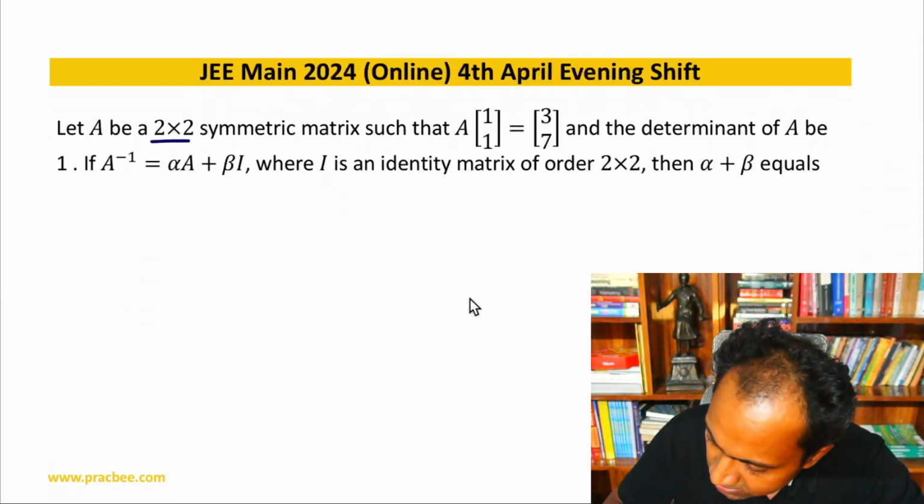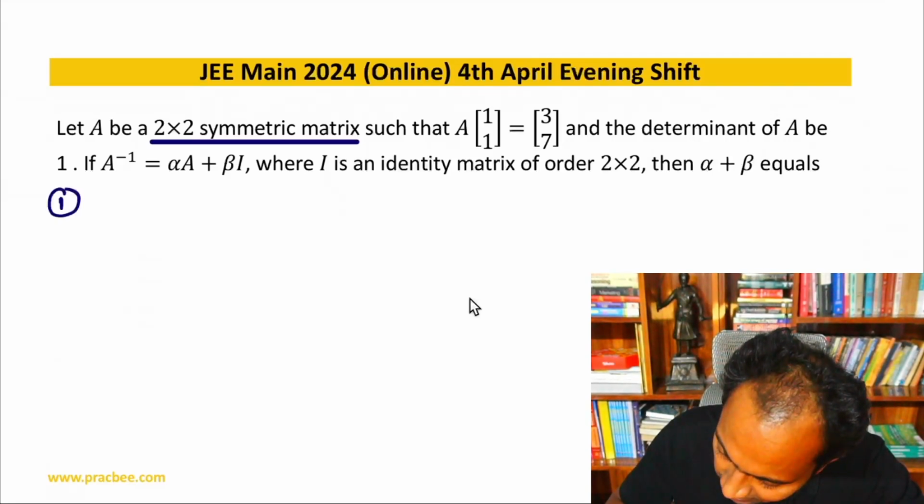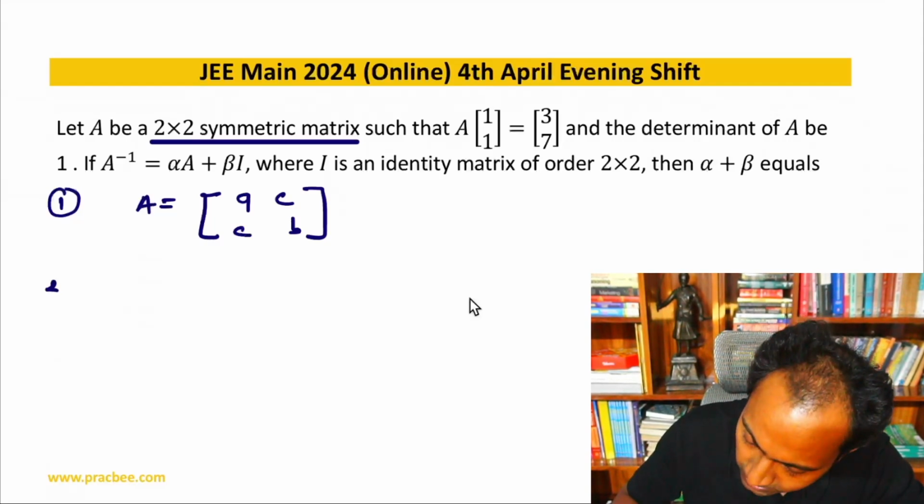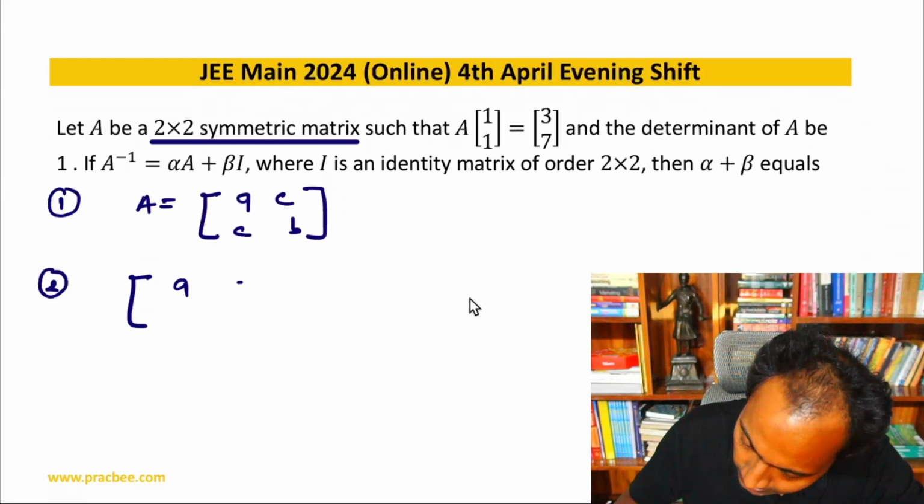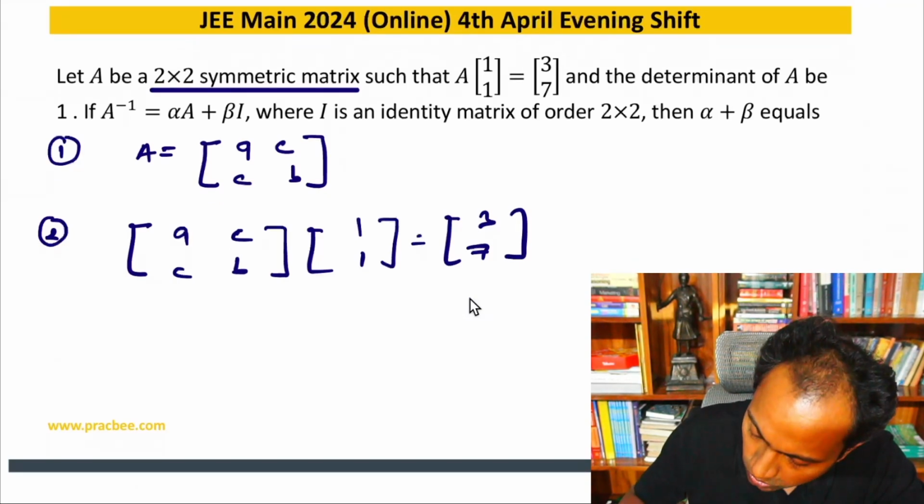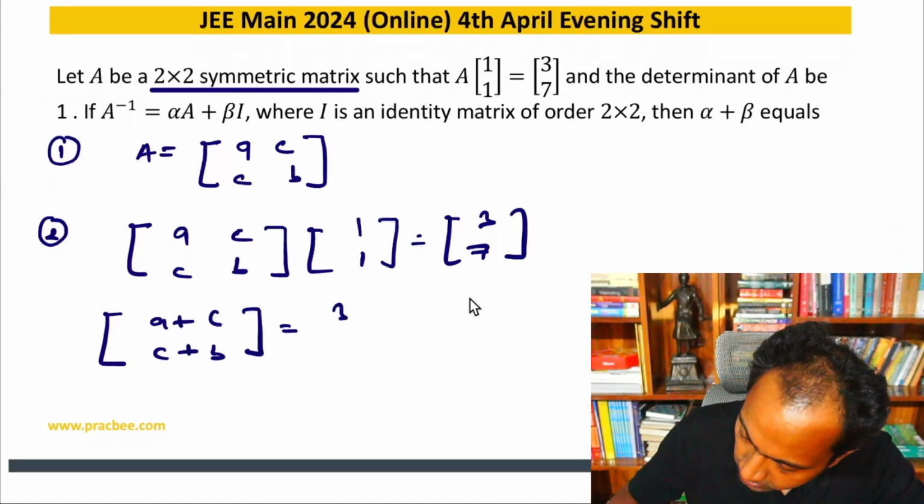So what they are saying is there is a 2 cross 2 symmetric matrix. When somebody says symmetric matrix, the picture that should click inside your brain is that diagonal elements you can keep distinct, but elements that are reflected should be the same. Now in the next part, if I take this matrix [A, C; C, B] and multiply it with [1, 1], it is going to be equal to [3, 7]. If I do so, the left hand side will become A plus C, C plus B, and this will be equal to 3, 7.